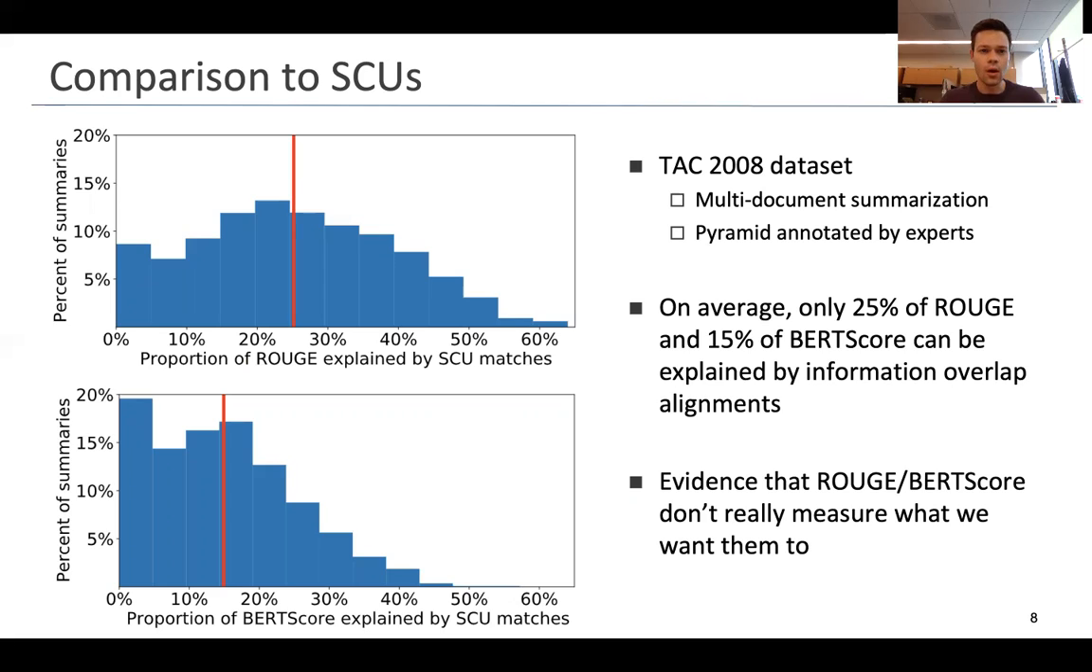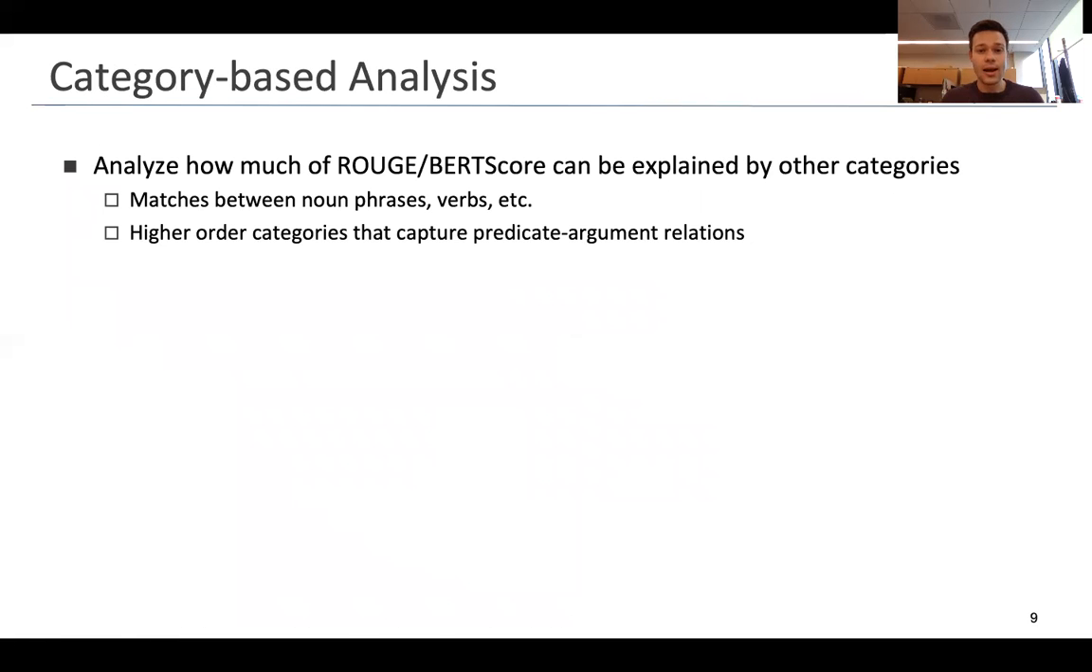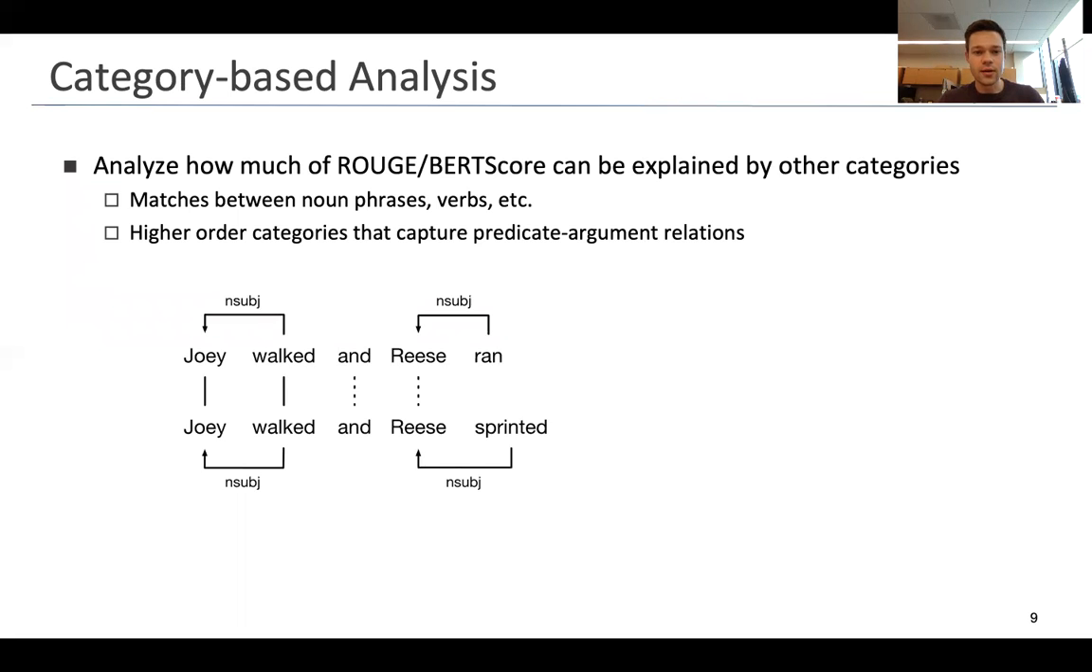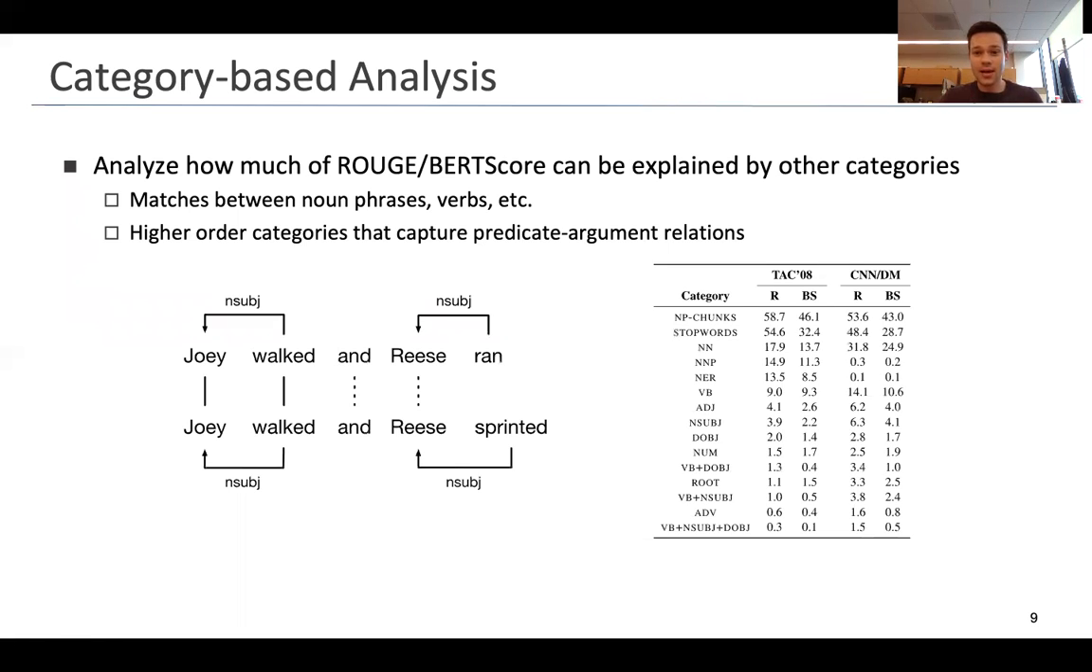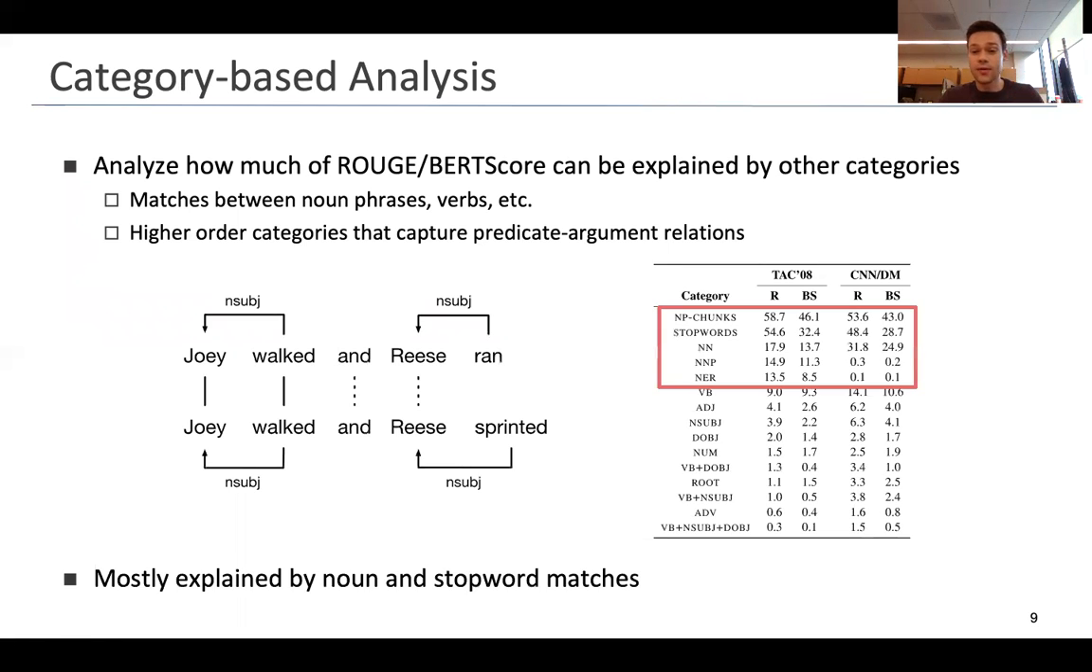We also do a similar analysis based on some other types of categories. So we can ask what proportion of these metrics can be explained by matches between nouns or verbs, as well as higher order categories that capture predicate argument relations. So for example, we could calculate what proportion of an alignment can be explained by matches between verbs and their subjects. And what we find is, maybe unsurprisingly, that most of Rouge and BERT score can be explained by noun and stop word matches, and very little can be explained by matches between subject, verb, object tuples.